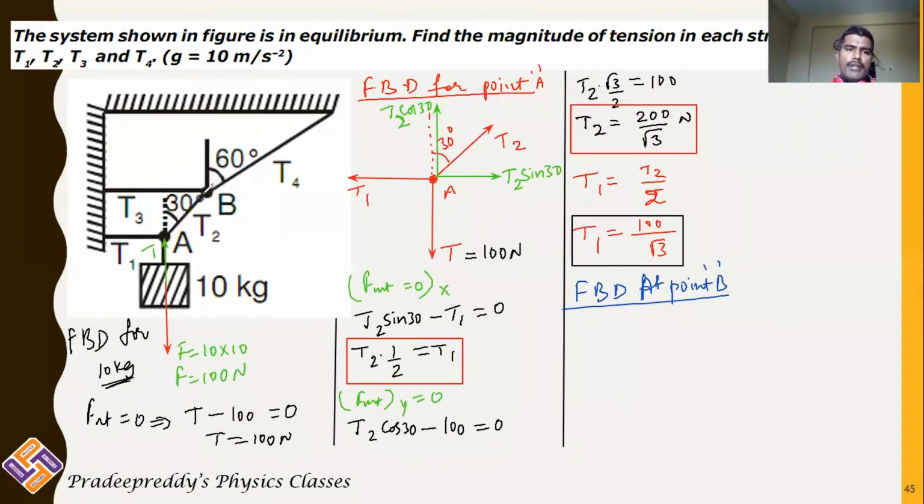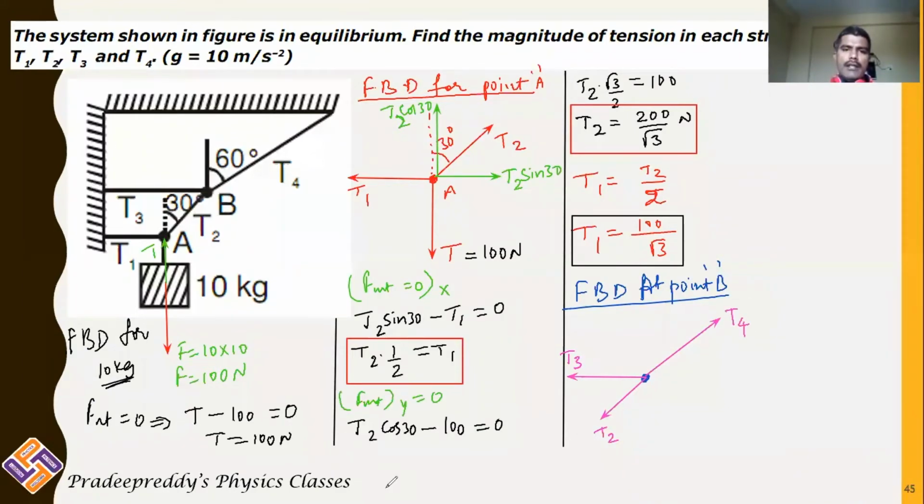At point B, if I plot the free body diagram, this is point B. There are different forces acting over there. Those forces I will now draw. There is one tension T3 on the left side. At point B, you check. Left side, there is a tension T3. And in this direction, there is tension T4. And in this direction, there is tension T2. These are the three forces acting at point B. And this is tension T2. This is tension T3. This is tension T4.